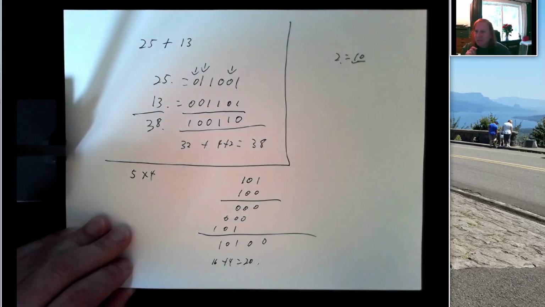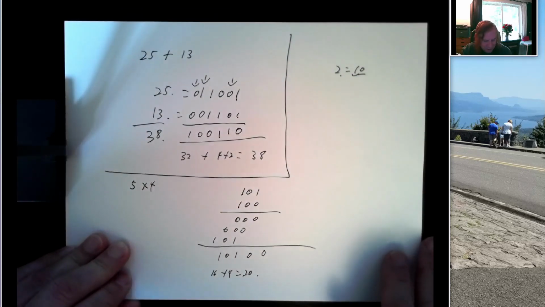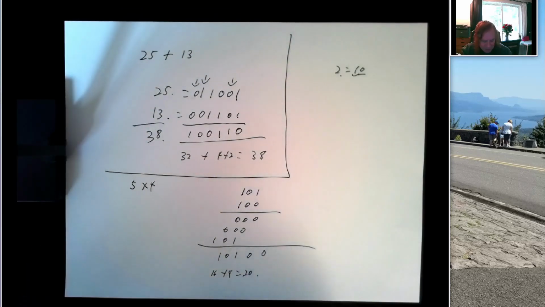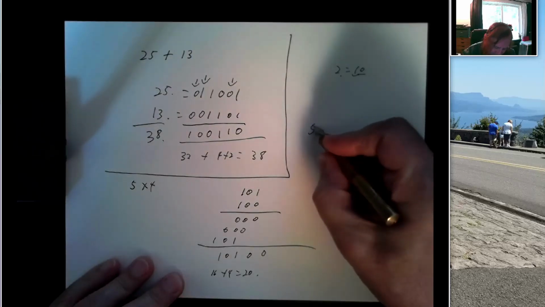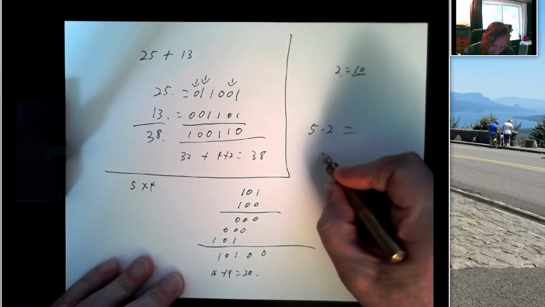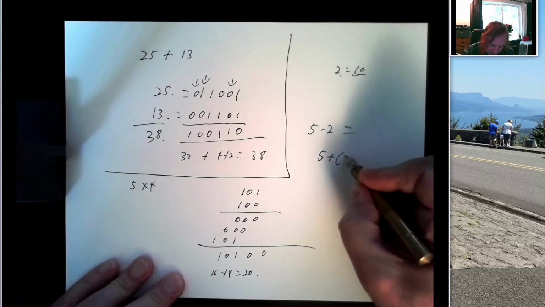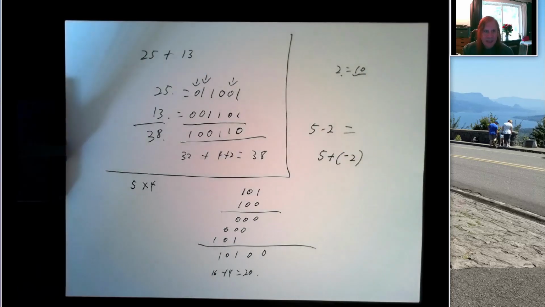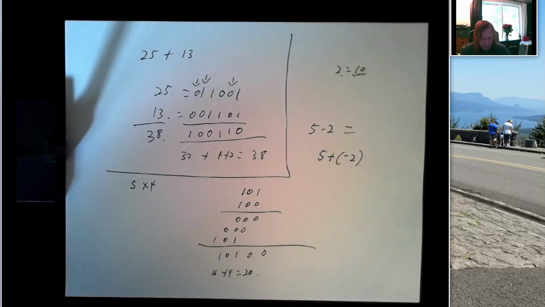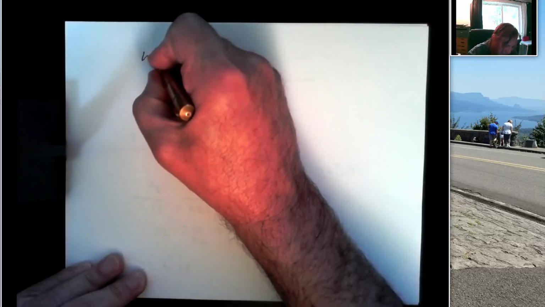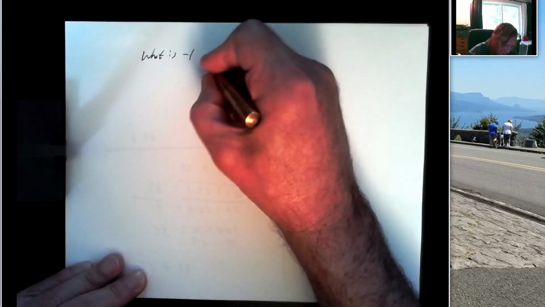However, it turns out there's an easier way to do subtraction. Remember, if we want to do something like 5 minus 2, we can think of this as an addition problem where we take 5 and add negative 2 to it. Now so far we don't have a notion of negative numbers in binary, because we're adding powers of 2: 1, 2, 4, 8, 16. We always get a number that's bigger than or equal to 0. So let's ask this question: what is negative 1 in binary?